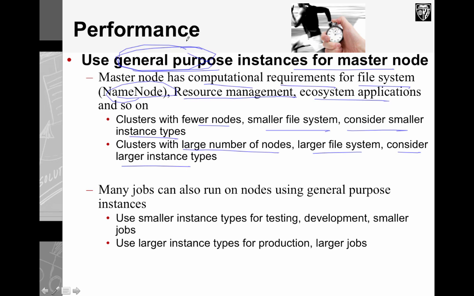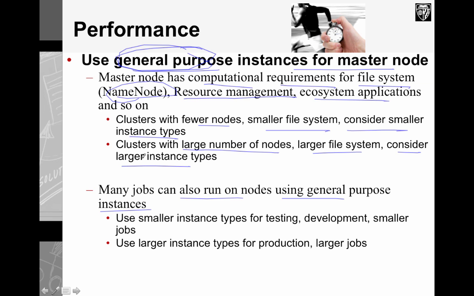And don't forget that EMR allows you to run multiple clusters. You can create one cluster with certain configuration, another cluster with another configuration. These are just mechanisms for you to tune your cluster. Many of the jobs can also run on nodes using general purpose instances. Not only can you run the master node with general purpose instances, you can also run jobs with that. Although I do have to tell you that if you want to tune it specifically, you're welcome to do that for memory or CPU.